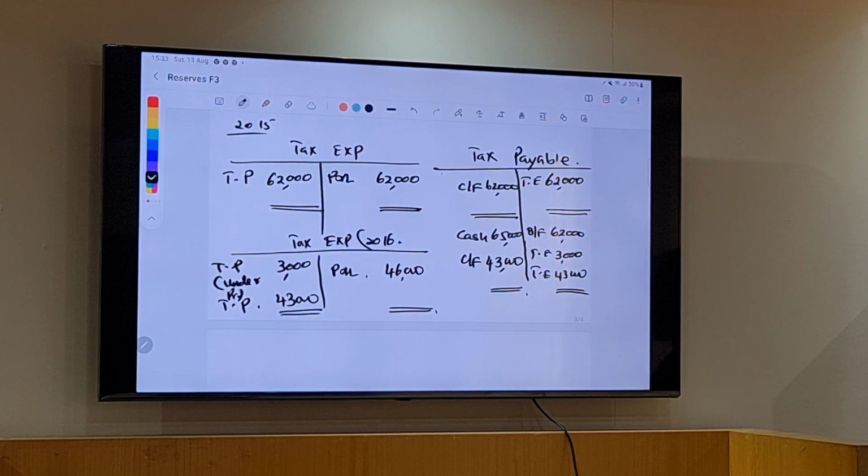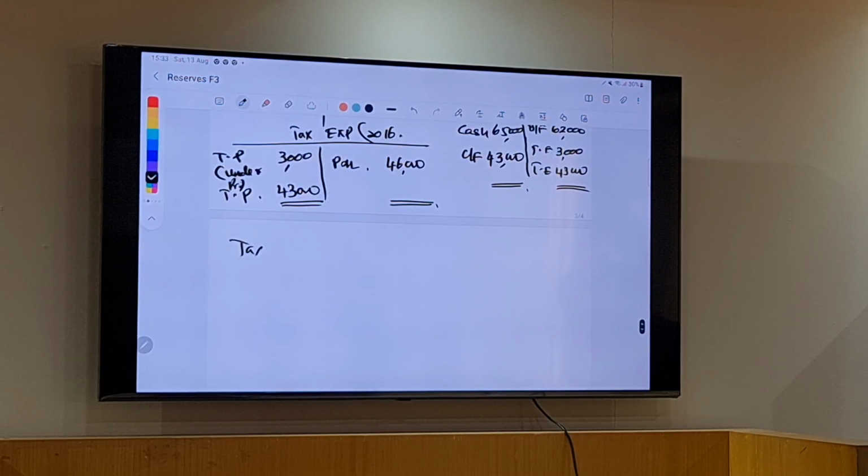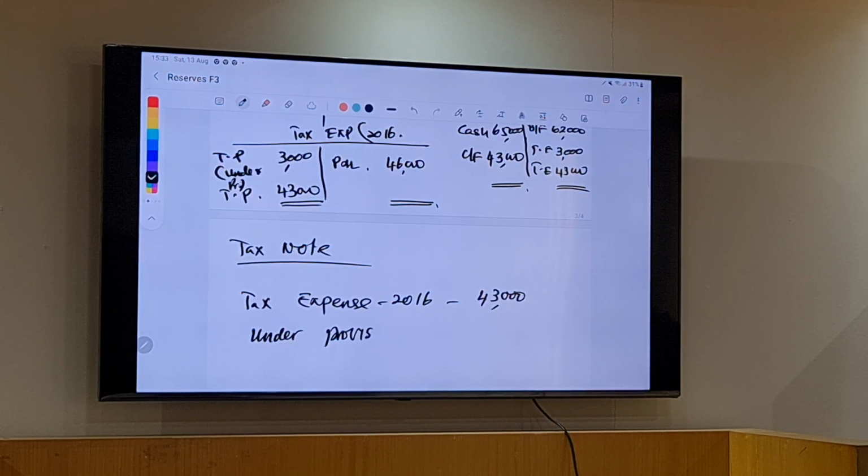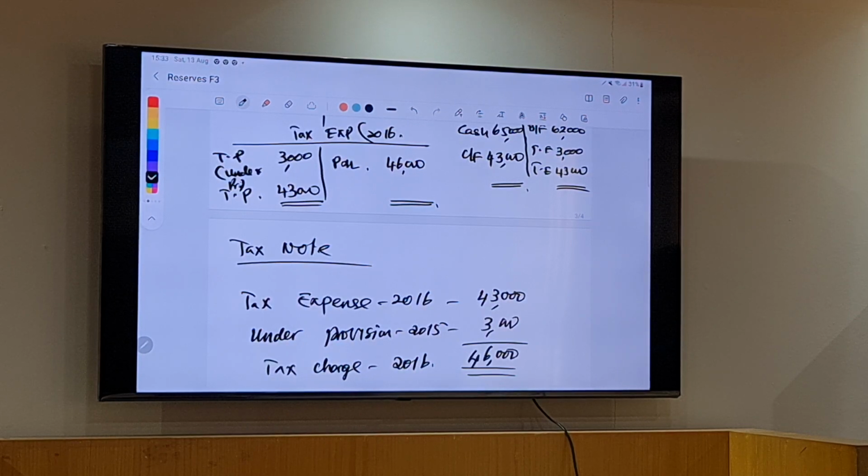In the P&L, when we are showing, they are asking for the tax note, no? So when you are showing the tax note, tax expense 2016, 43,000. Under provision 2015. You have to show like this, and this much will go to the balance sheet as tax payable.